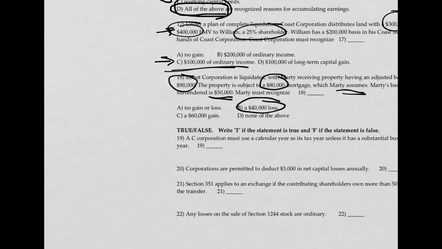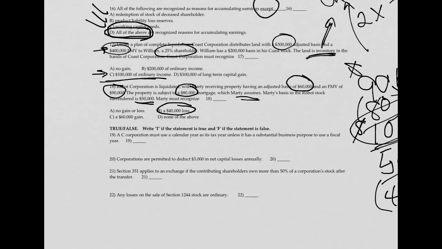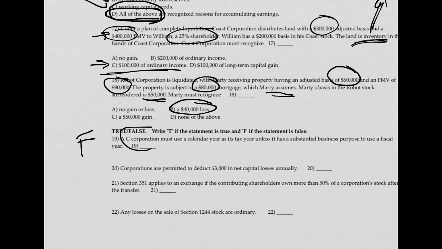All right. True or false? A C corporation must use a calendar year. Definitely false. We learned that. Of all entities out there, it has the ability to choose. The C corporation has the ability to choose any year it wants without penalty, without problems.